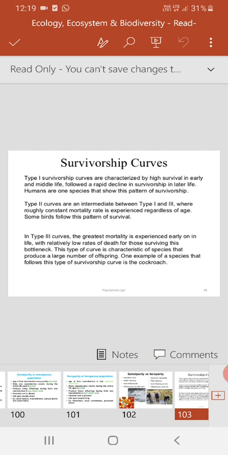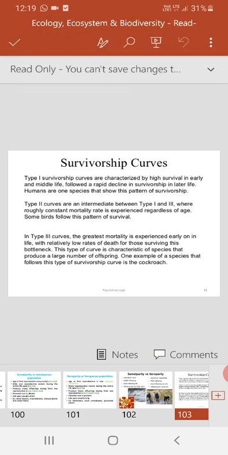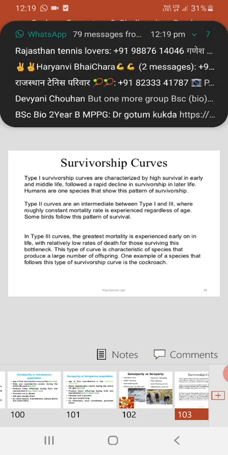We can say, if previously we had taken three different age groups: pre-reproductive, reproductive, and post-reproductive. So this is again a criterion for a comparative study between different types of populations, that is, the number of survivors at different age groups. So there are three types of survivorship curve: type 1, type 2, and type 3.